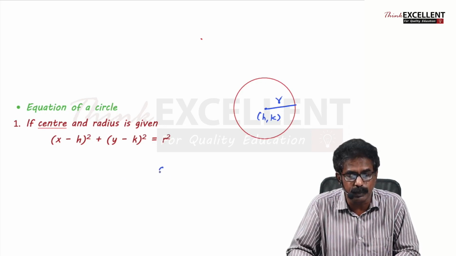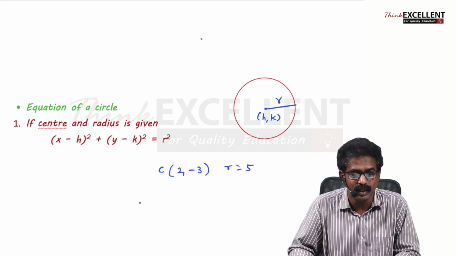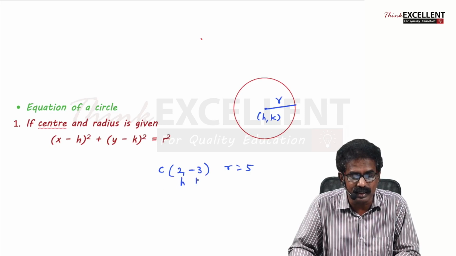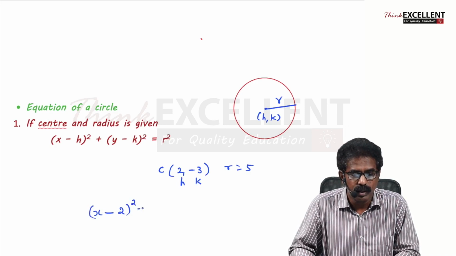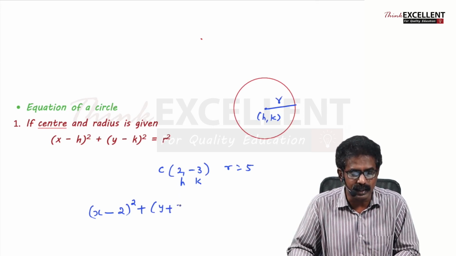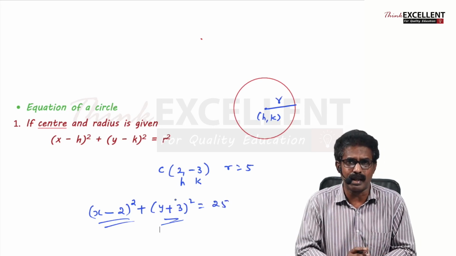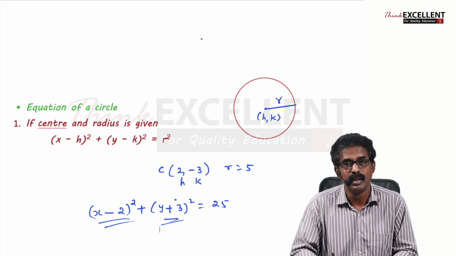Suppose the center is 2 comma minus 3 and the radius is 5 units. Can you tell me what's the equation? This is our h, this is our k. x minus 2 the whole square plus y minus k, what is k? Minus 3, so y plus 3 the whole square equal to r square, 5 square, 25. Then you know how to expand it, right? a plus b the whole square and a minus b the whole square.